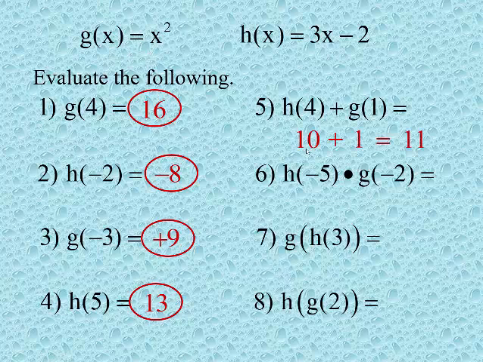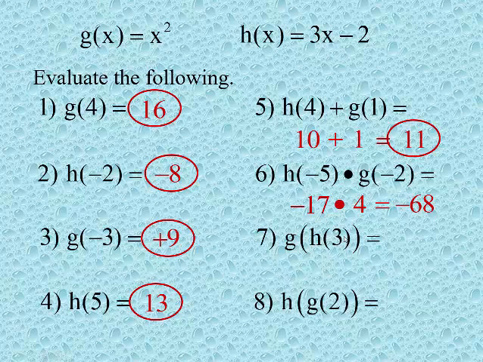10 plus 1 here just gets me 11. Now here I'm multiplying. h of -5. Well, when I plug -5 into here, I get 3 times -5 is -15, minus 2 gets me -17. Now I've got to find g of -2. When I plug -2 in here, I get 4. And -17 times 4 gets me -68.